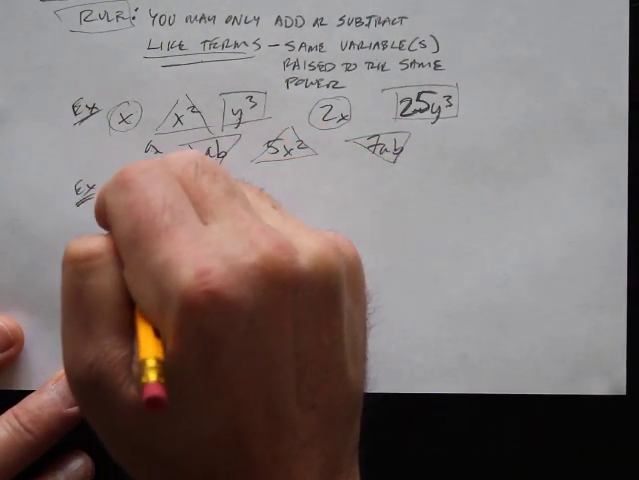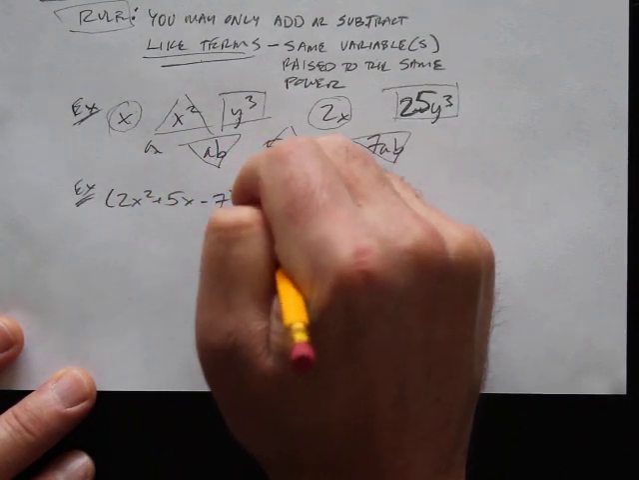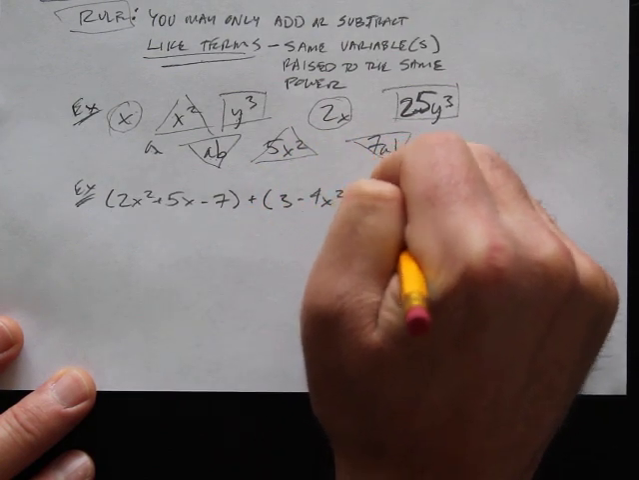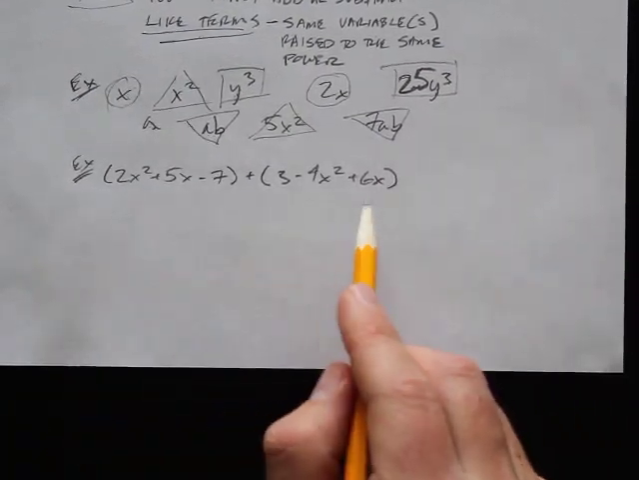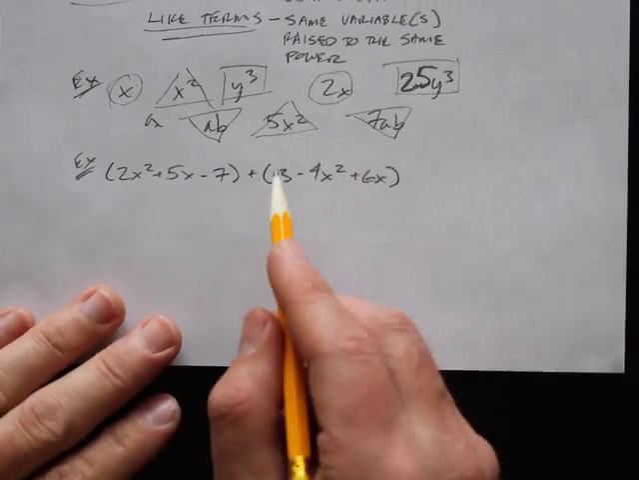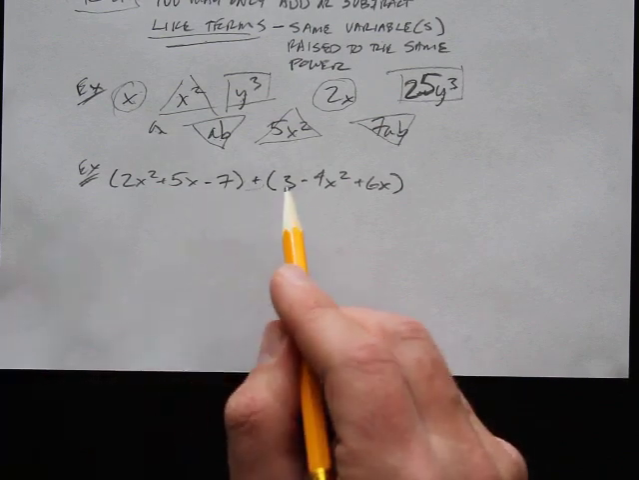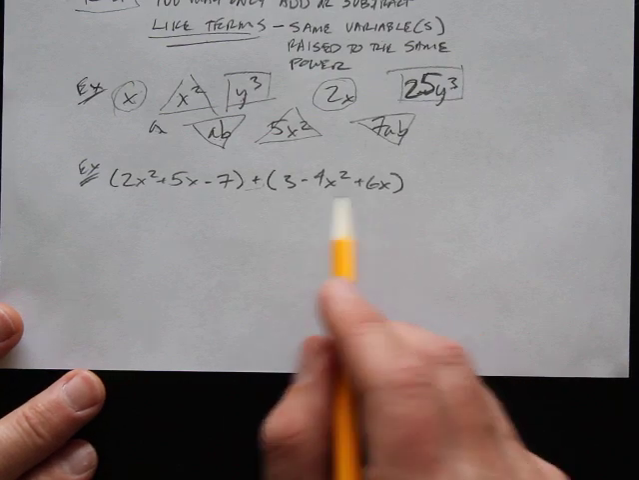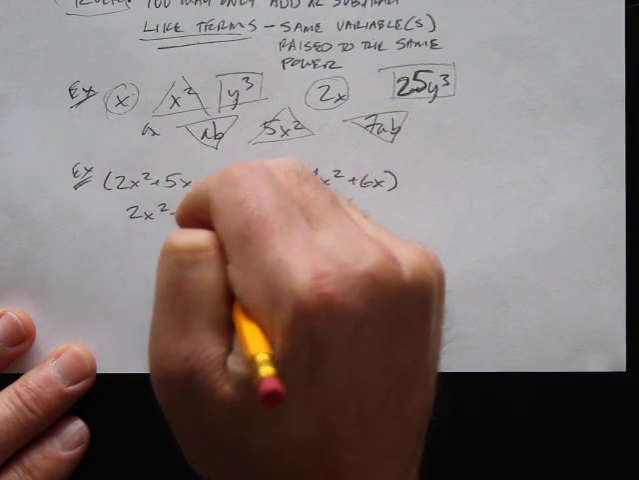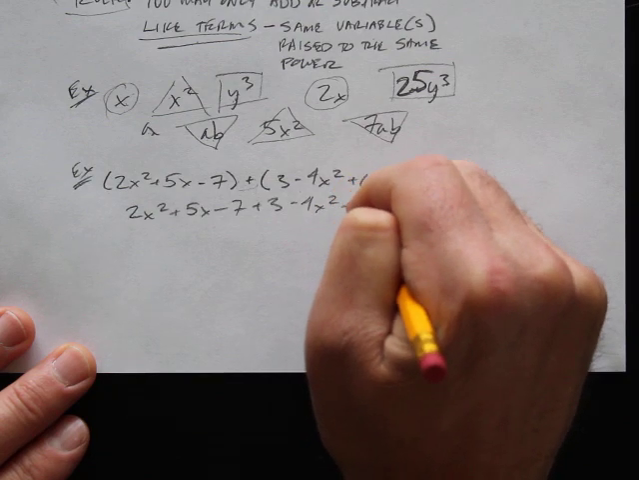So I've got 2x squared plus 5x minus 7, plus 3 minus 4x squared plus 6x. So I just need to add these together. Now, since this is plus here, I can just ignore these parentheses because I'm just adding them together. So I'm going to rewrite this without the parentheses: 2x squared plus 5x minus 7 plus 3 minus 4x squared plus 6x.